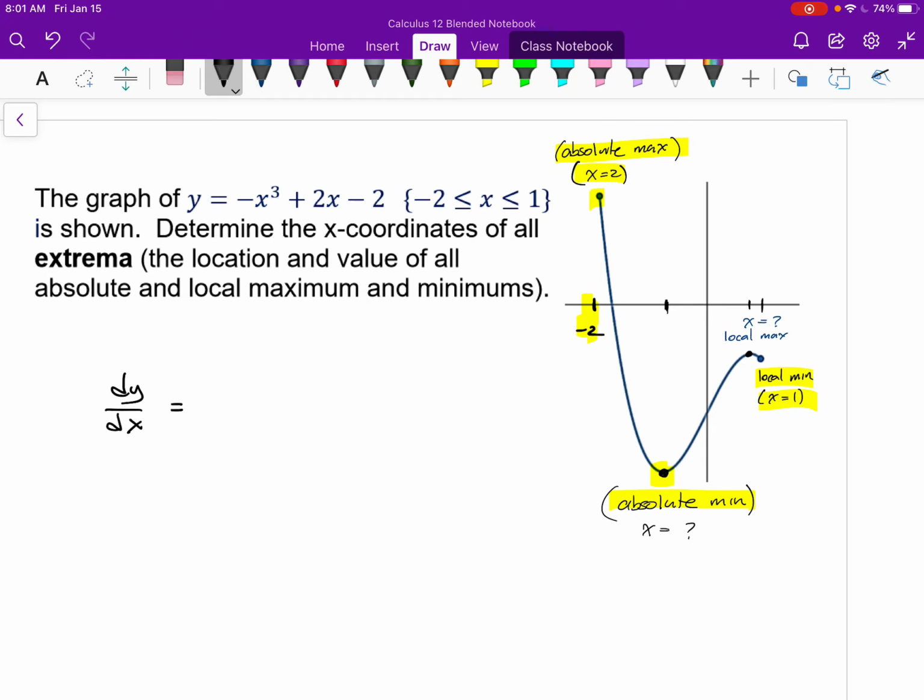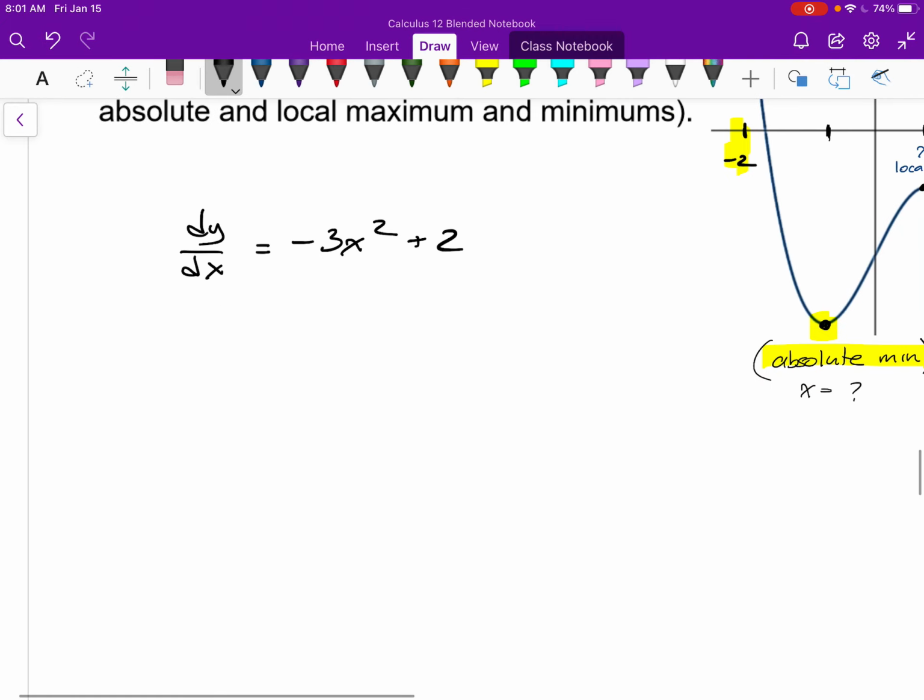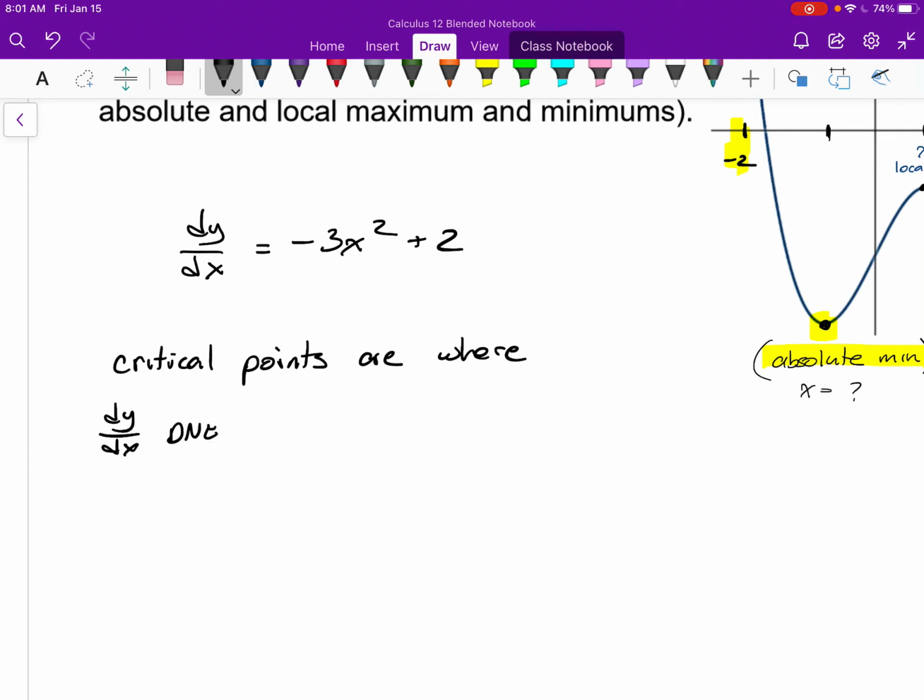So dy dx, just in the power rule, is negative 3x squared plus 2. So my derivative is a quadratic function. And so now let's remember some of the things we saw. I have to find the critical numbers. And the critical numbers, or the critical points, are where my derivative does not exist, or where my derivative equals 0.